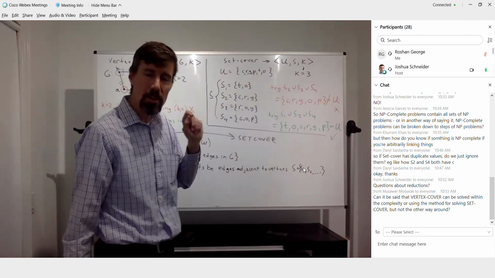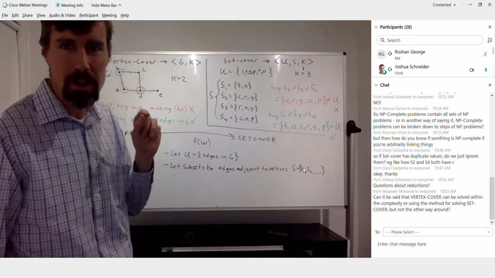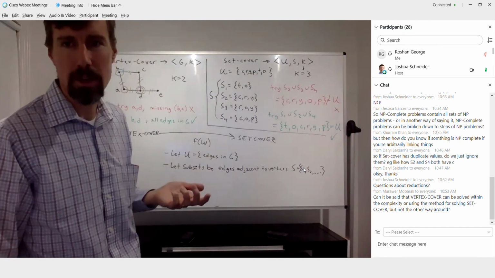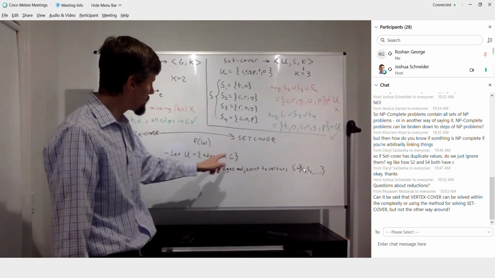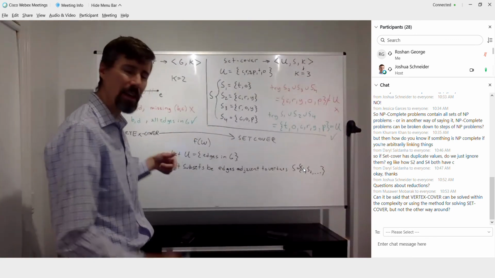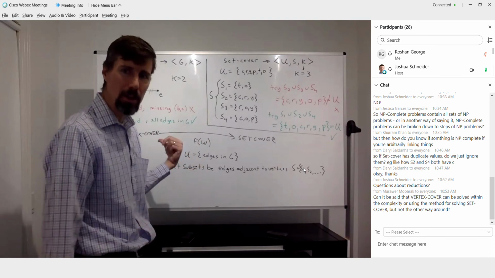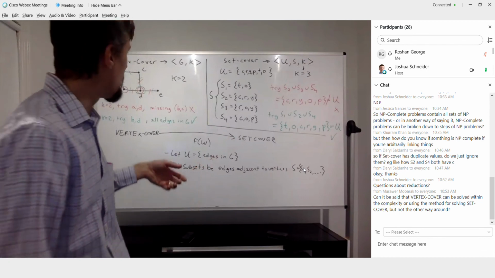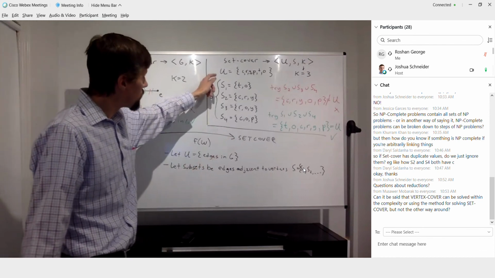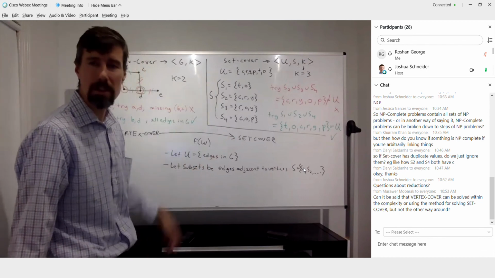So there is more than meets the eye to a lot of these reductions, right? And you can't just assume that because you can go one way with a reduction, you can go backwards with the same type of reduction. It's not, right? And essentially what this means is that set cover is more computationally complex than vertex cover.